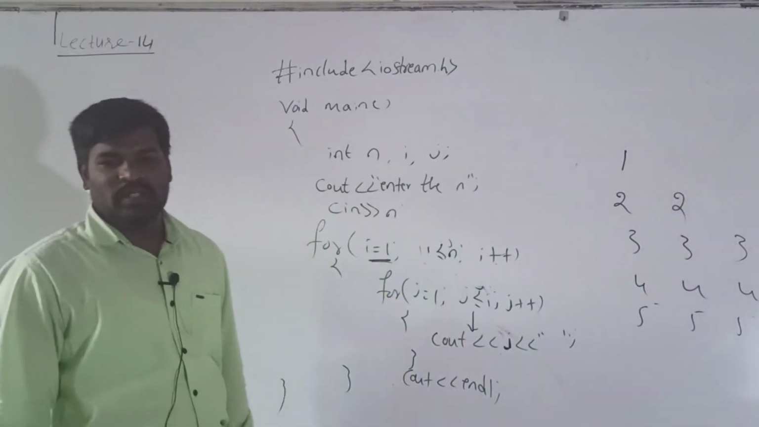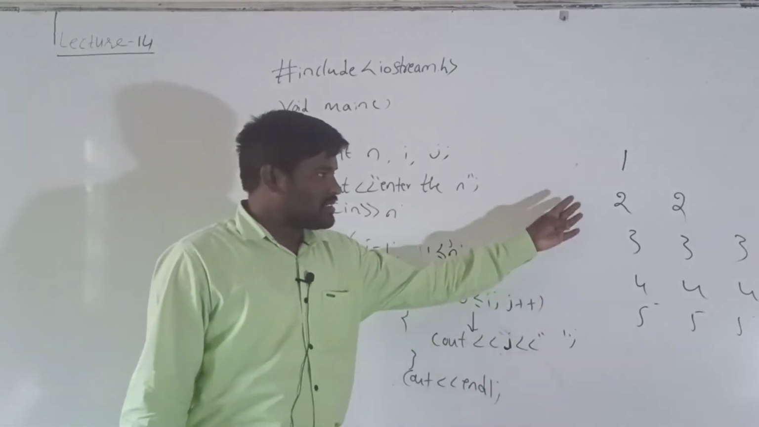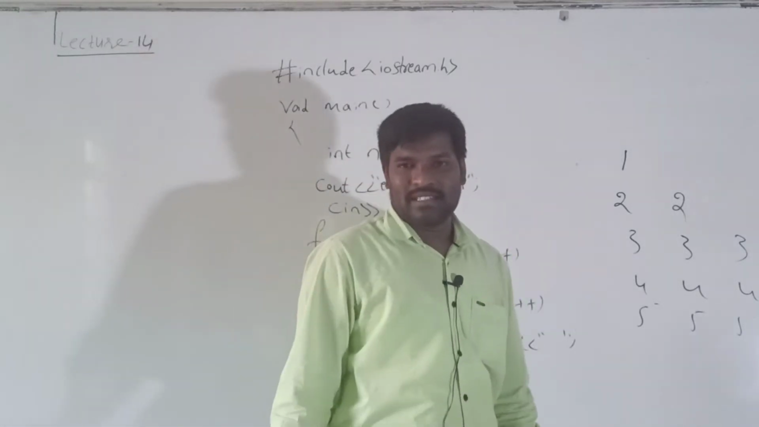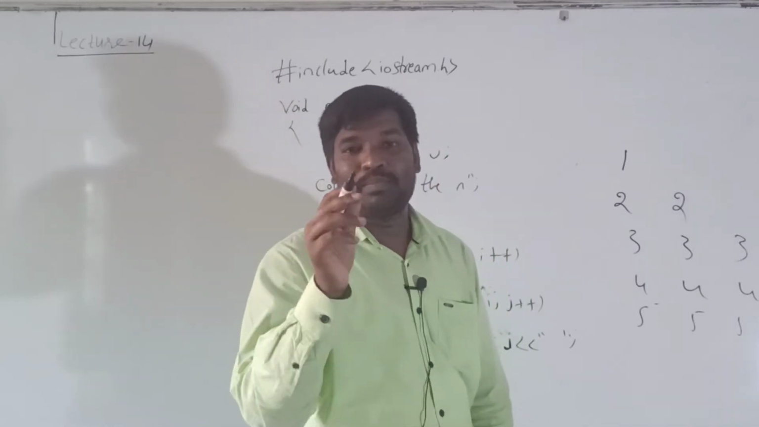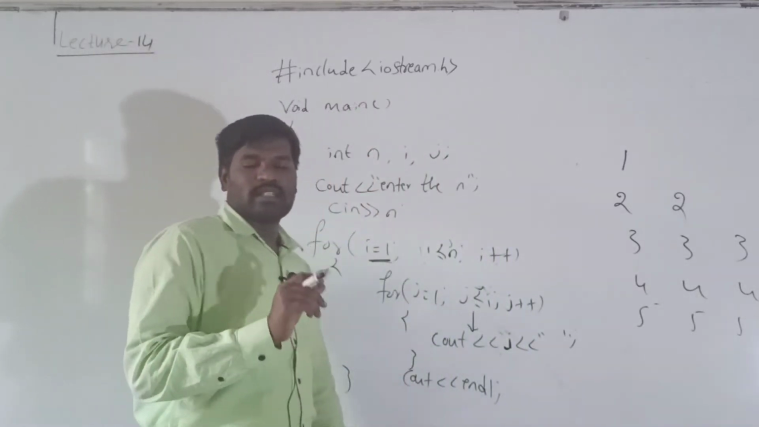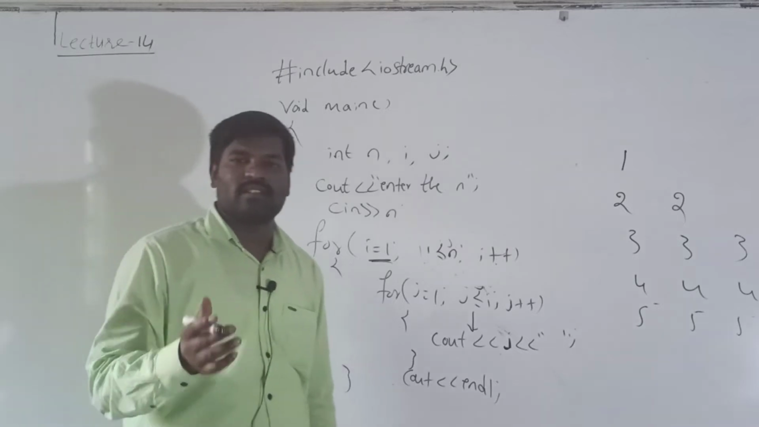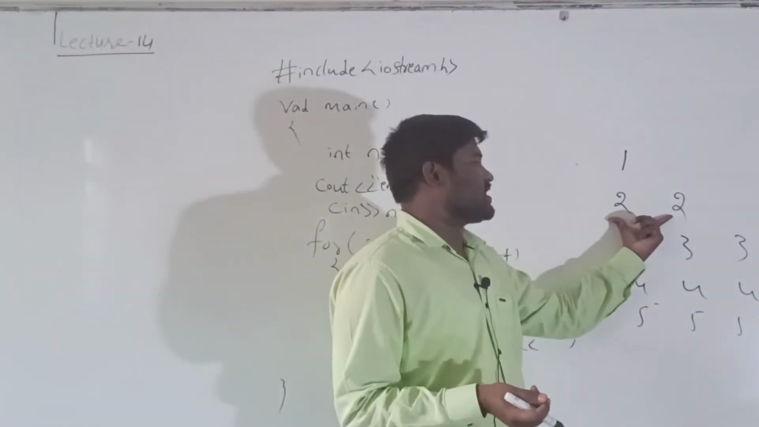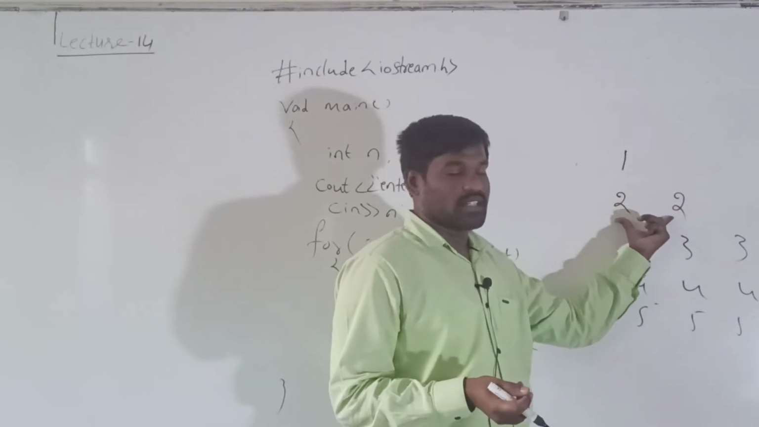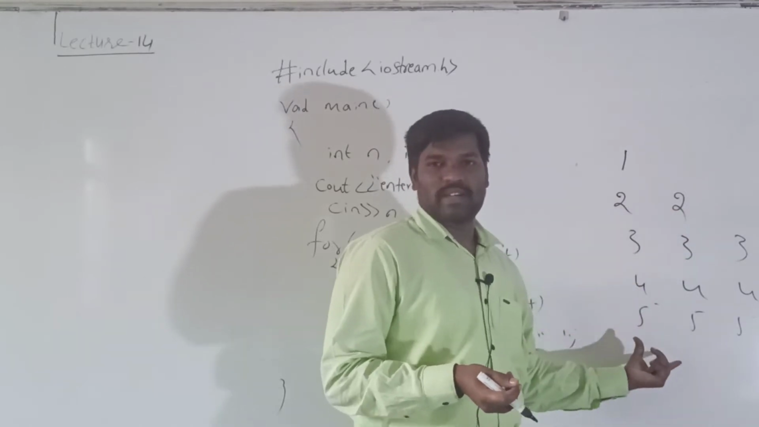The difference between the previous pattern and the current pattern is that the pattern is as it is. Only the difference is the printing value. In the previous pattern, the first line it will print 1, in the next line 1 2. Here also 2 values are there, but not 1 2. 2 2 is there. Next 3 3, 4 4, 5 5.